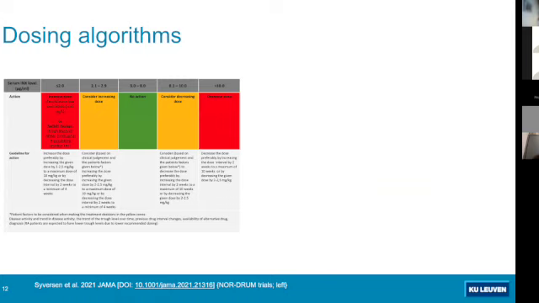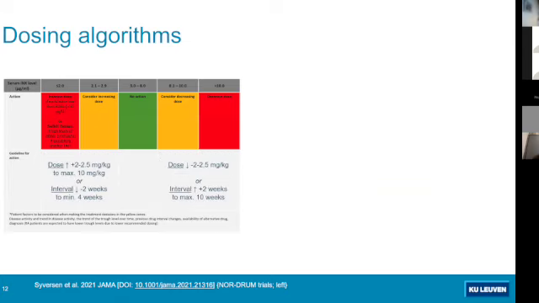Now let's make TDM practical. How have people been trying to do that? In the past, and actually not so long ago, still today, the algorithms for dose optimization are relatively simple. And you can see that here, this is what they did in the Northern trial. And I simplified it a little bit so that it's more clear. So you can see that when the measured infliximab concentration is below the target, the algorithm simply suggests to increase the dose or to shorten the interval.